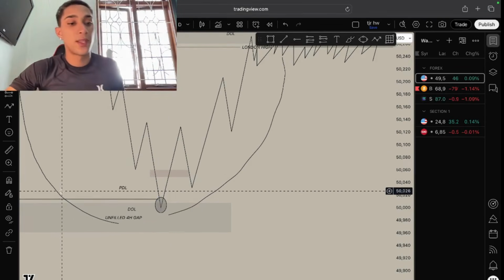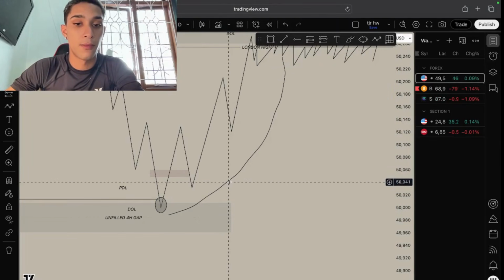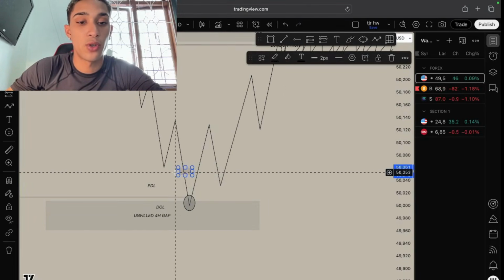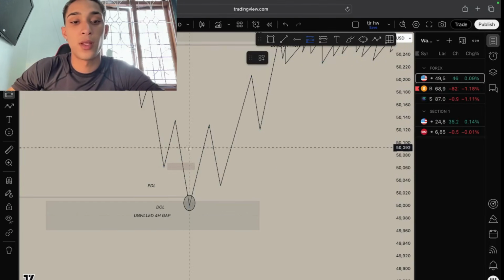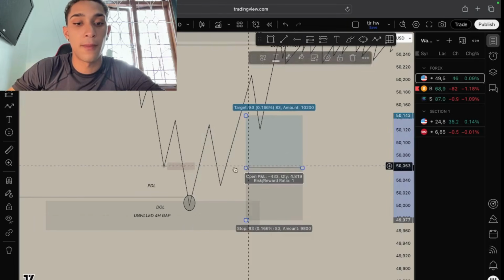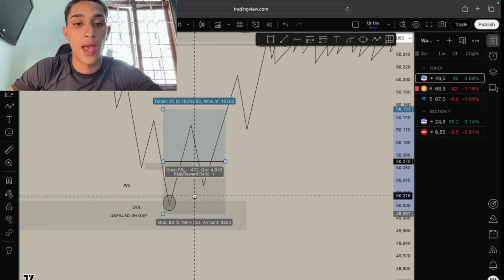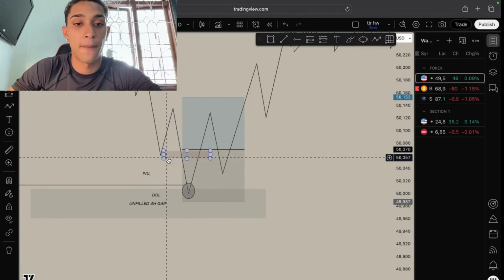We swept this level, and now we are looking for our inverse fair value gap, as I'm sure you guys already are familiar with. And after sweeping this and inversing the fair value gap, we are going to go long. And this is where the difference in discretion comes out, right?